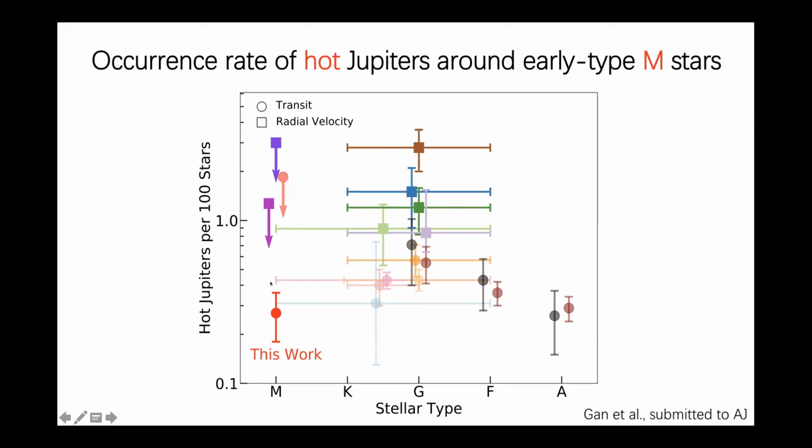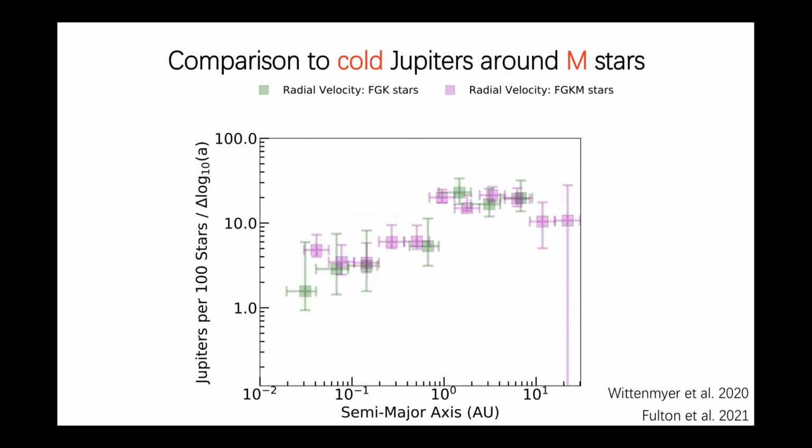After adding these red dots in this plot, we find that the hot Jupiter occurrence rate tends to have a peak at G-type stars, and it falls toward both hotter and cooler stellar mass end. Finally, we also compare our results to cold Jupiters around M stars. But before that, for comparison, I'd like to show you the FGK results first. Here I'm showing the Jupiter-like planet occurrence rate as a function of the semi-major axis.